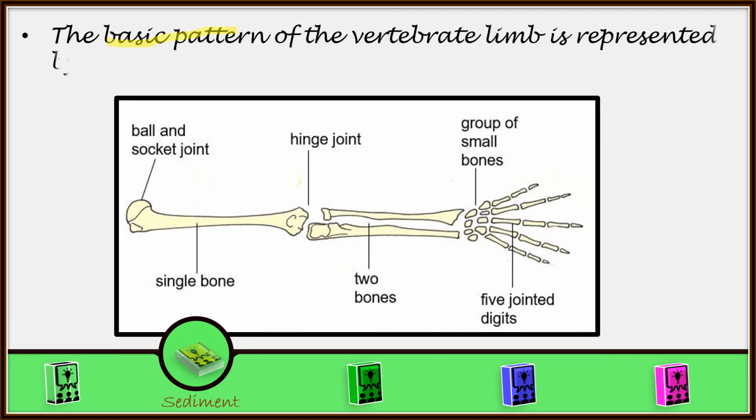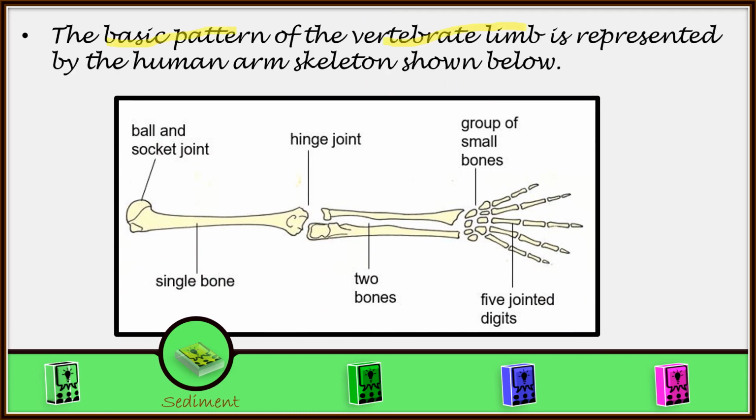The basic pattern of the vertebrate limb represented by the human arm skeleton is shown below. So you can see it also resembles the other organisms: one bone, then two bones, and then very many bones joined together. So they have got the same pattern as the other mammals.